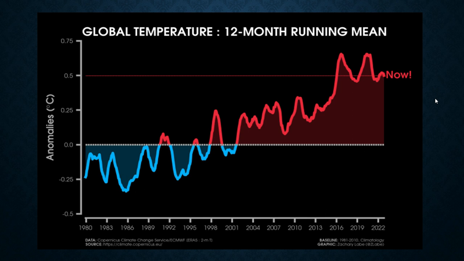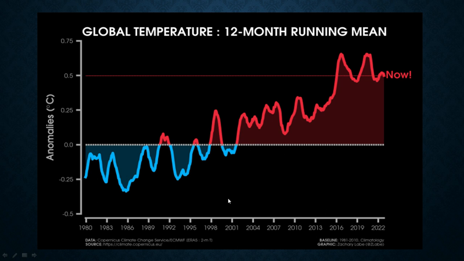Global temperature, 12-month running mean. So you go from January to December, calculate that. February, so you calculate that, and then you go February to January, March to February, etc. Now the baseline for this here is 1981 to 2010.